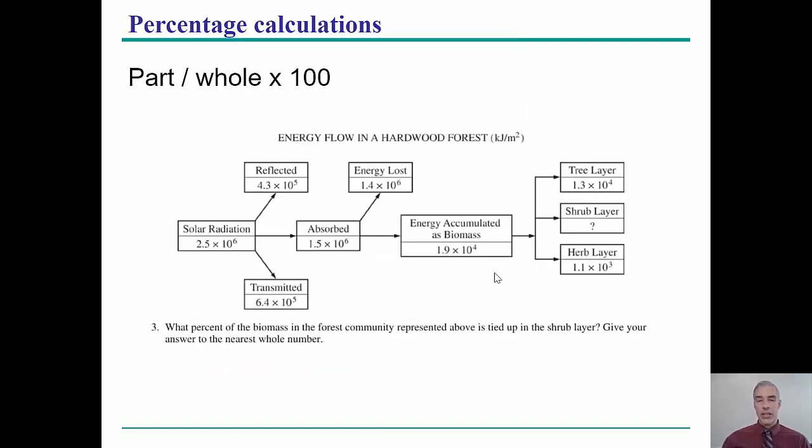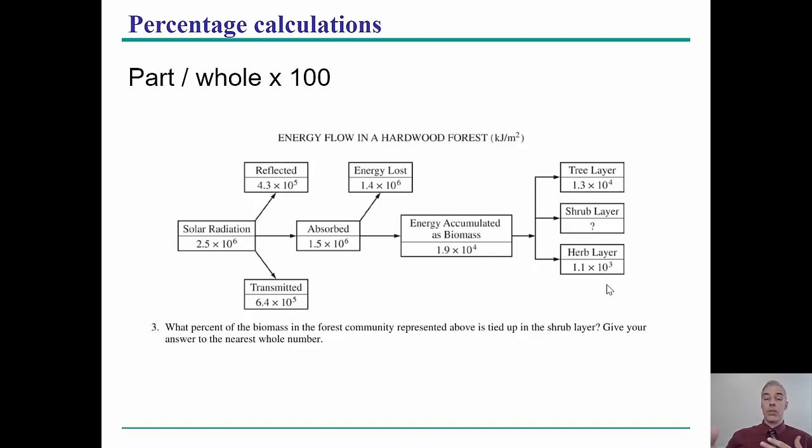And the last calculation we're going to do deals with the law of conservation of matter and energy, the first law of thermodynamics. So we have this energy accumulated in biomass is 1.9 times 10 to the 4th kilojoules per meter squared. Of this biomass, there are 3 layers: the tree layer, the shrub layer, and the herb layer. So what you're going to do here is say that all this has to add up to this. The only thing that makes it a little bit more confusing is these are all in scientific notation.